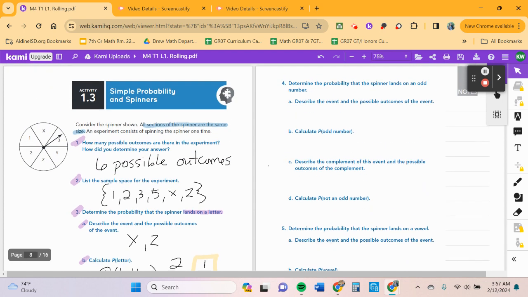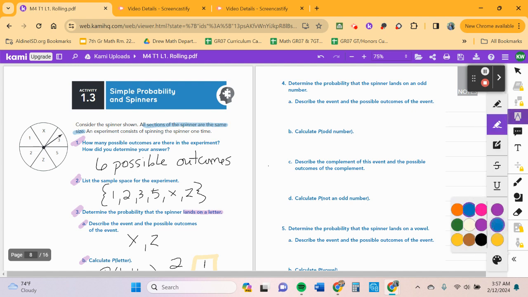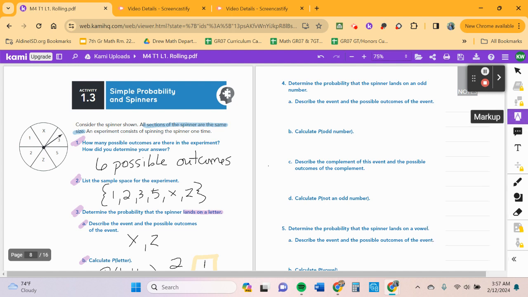Alrighty, and now for number 4 and 5. Again, on your own, I want you to calculate number 4, which is, let's highlight this, the probability that the spinner lands on an odd number. You're going to describe the event, the possible outcome. So, what are the odd numbers? And then calculate that probability and its complement. So, odd numbers and not an odd number.